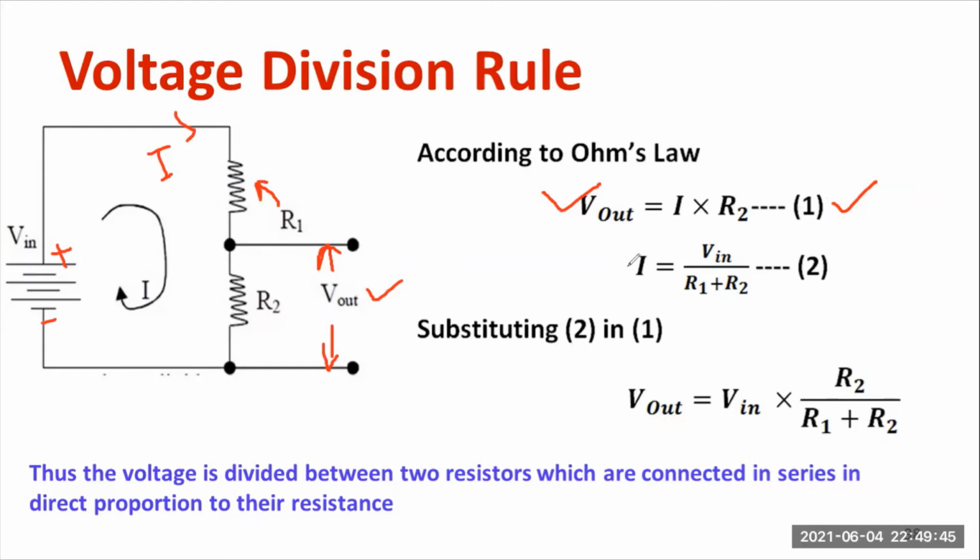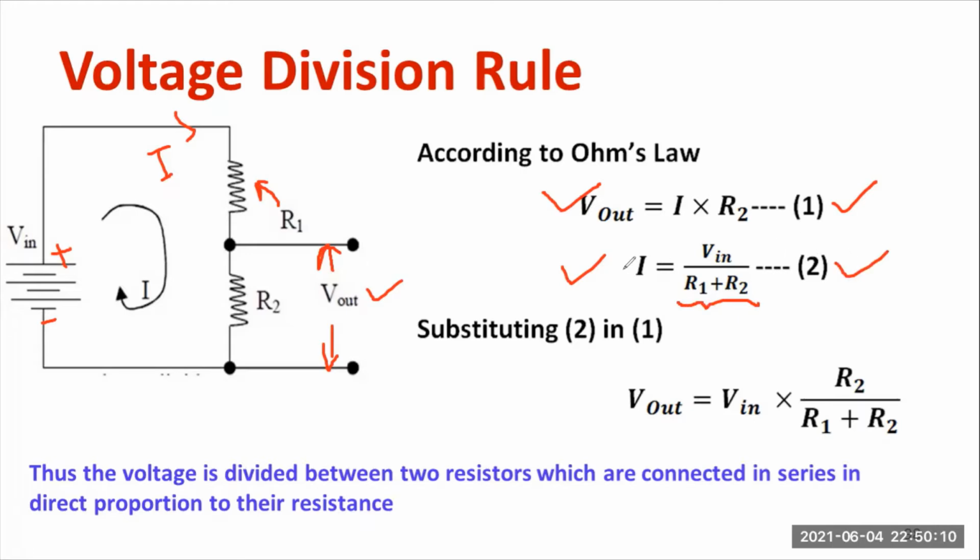You know that current is equal to the total current. How to calculate the total current? Again, you can apply Ohm's law: voltage divided by R equivalent. What is R equivalent here? R equivalent is nothing but R1 plus R2 because both are connected in series. So I am going to write I is equal to the total voltage V input divided by R equivalent, and R equivalent is nothing but R1 plus R2. I am going to call this equation number 2.